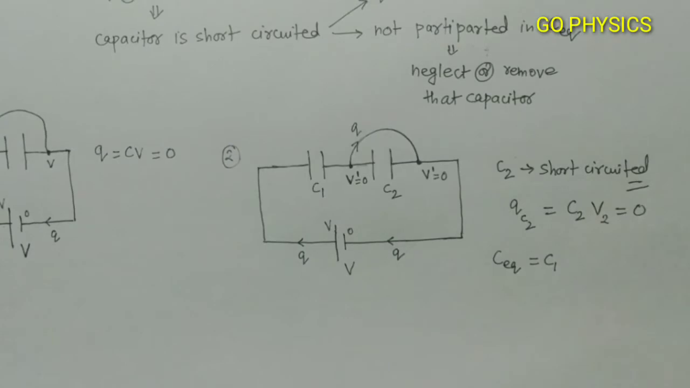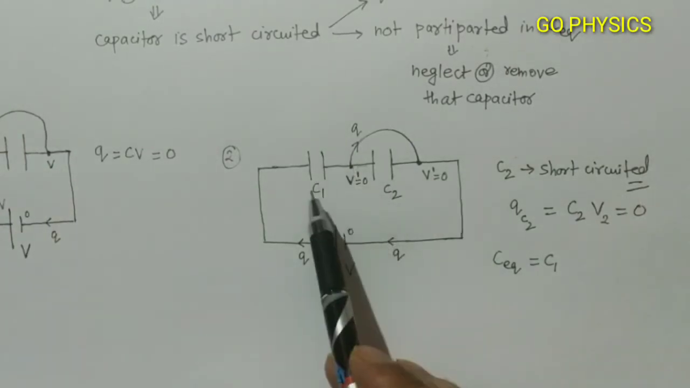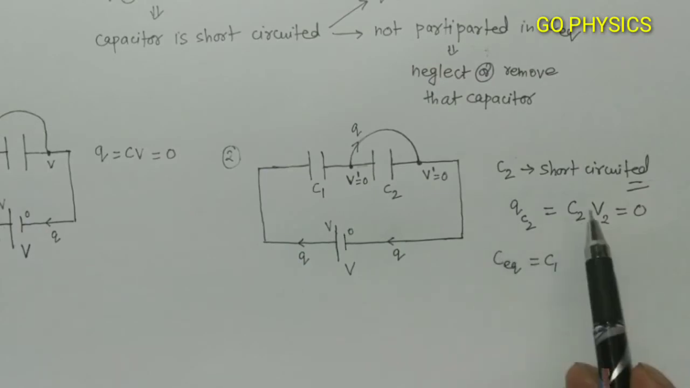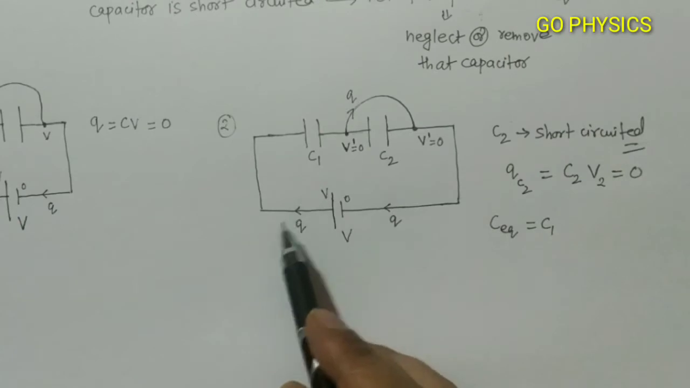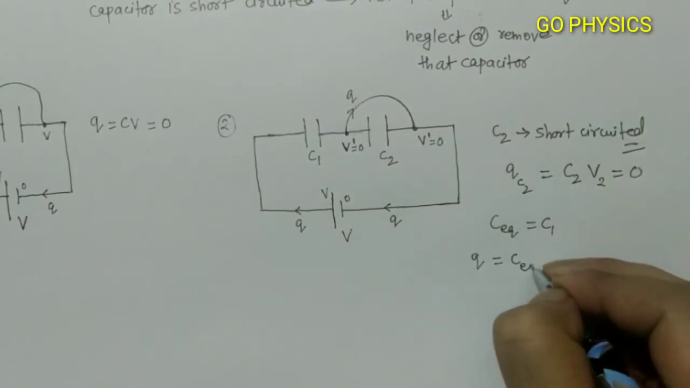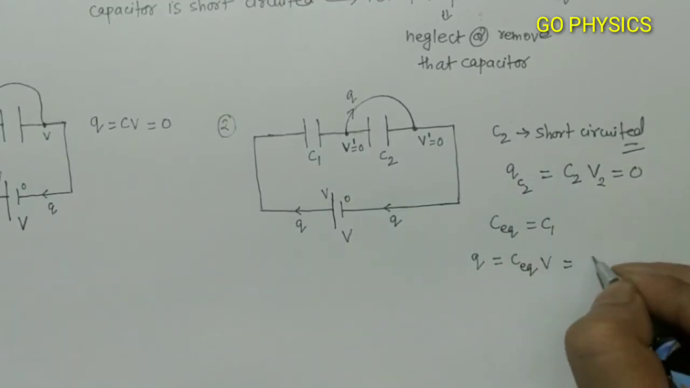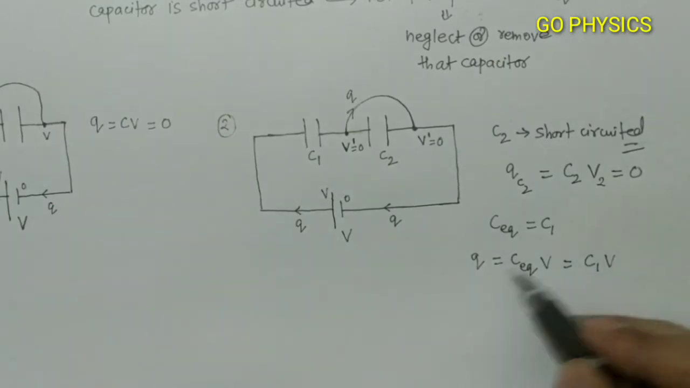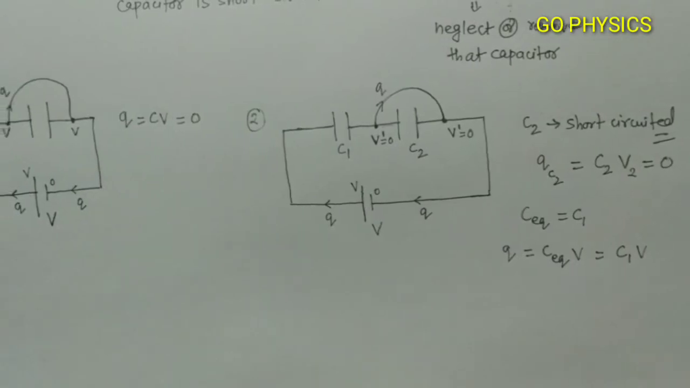Also remember this: if there is a single capacitor in a circuit, then the capacitance of that capacitor will become the equivalent capacitance of that circuit. And if someone asks what is the charge supplied by the battery, as we know, it is C equivalent into the voltage of the battery. So in this case, C equivalent equals C1, so the charge is C1 into V. This is the charge given by the battery. Now let's see some more examples.